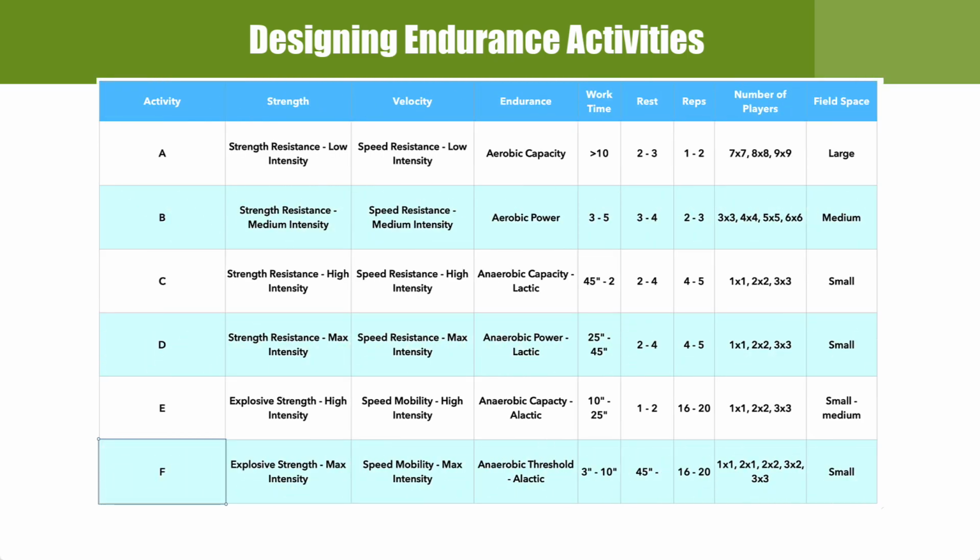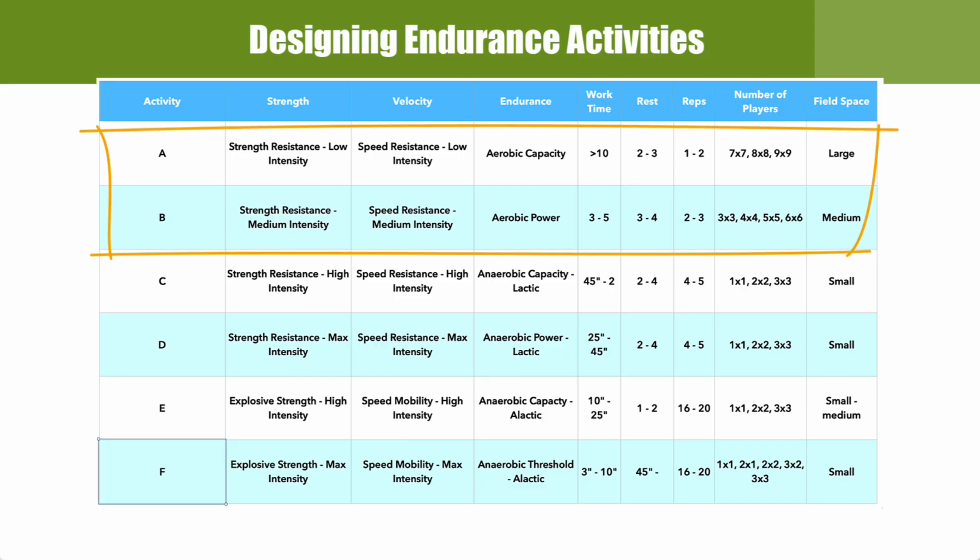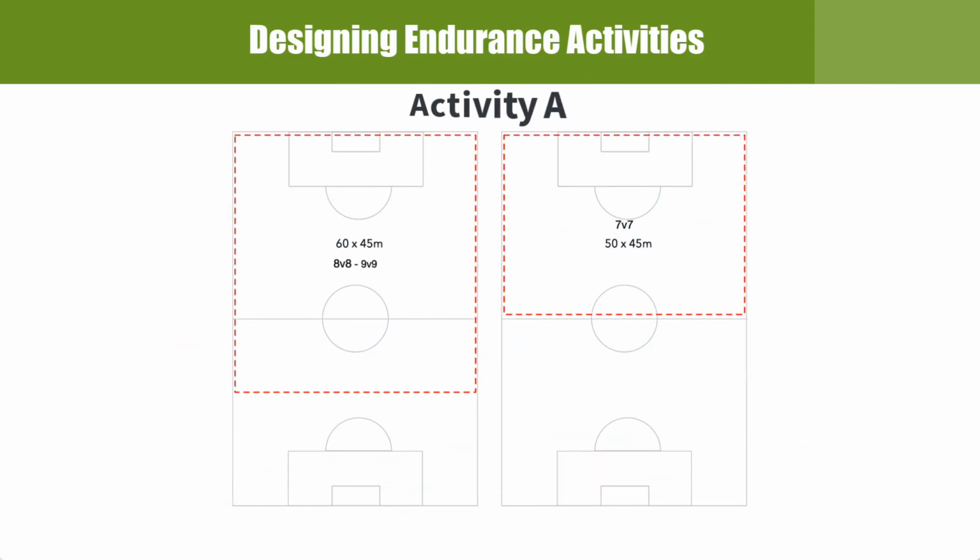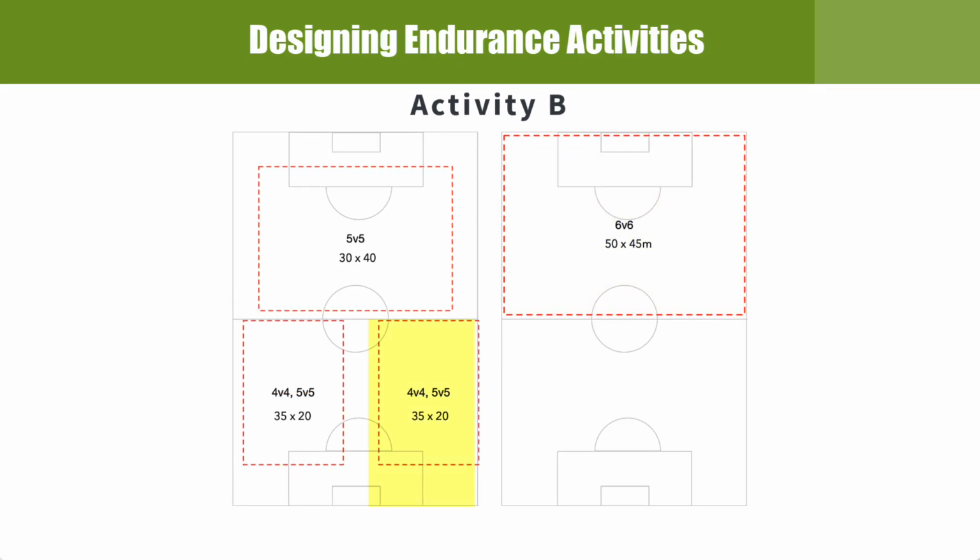To develop endurance using the global method, we can use activities A and B. For the 8v8, 9v9 games, you need almost 3/4 of the field, 60 by 45 meters. Unfortunately, one of the many challenges of coaching youth soccer is the availability of field space, so playing 8v8, 9v9 may not be possible. If you have at least half the field space to train, then you can do 7v7 games. If you only have a quarter of the field, then only activity B is possible, where you can play 4v4 or 5v5. But in order for endurance to be truly developed, players must cover as much distance as possible, and often this is not the case.